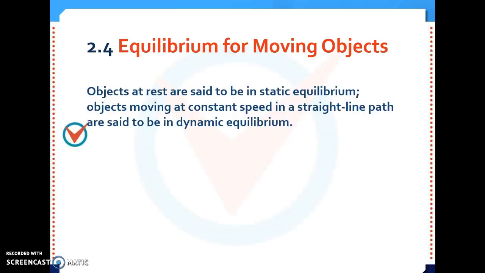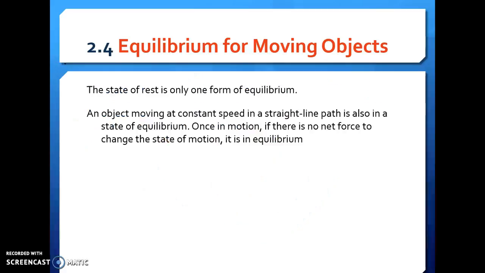Equilibrium for moving objects. So these are the major core points of the moving objects: the static and the dynamic equilibrium. Objects at rest are static, think stay, and objects moving at a constant speed in a straight line path in one direction are dynamic. So it's important to note that the state of rest is only one form of equilibrium, and if it's moving, it's a different form of equilibrium.